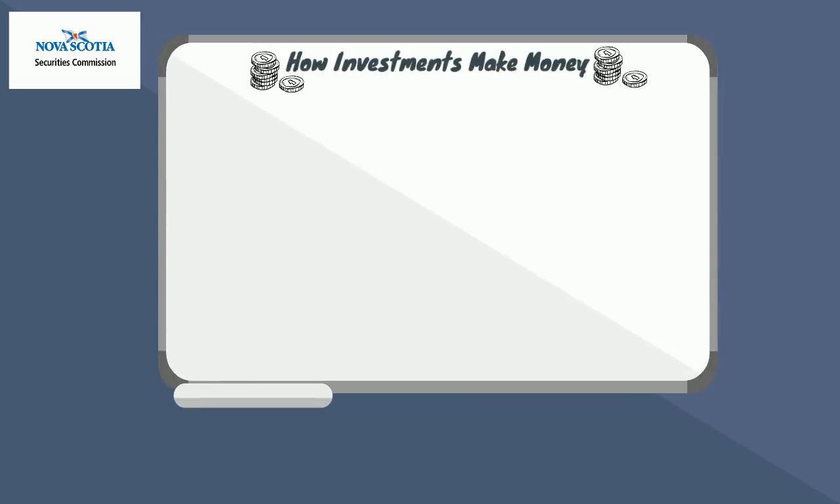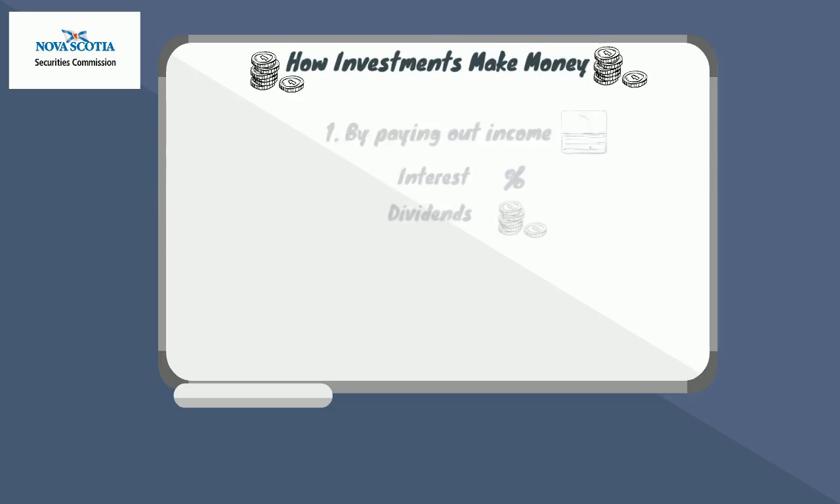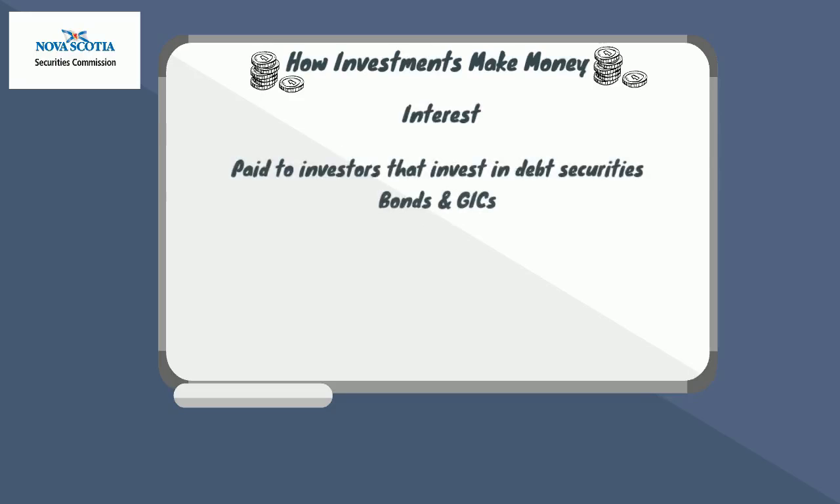The main two ways investments make money are by paying out income or through capital gains. Investments pay out income through interest or dividends. Interest is paid to investors that invest in debt securities, such as bonds or GICs.